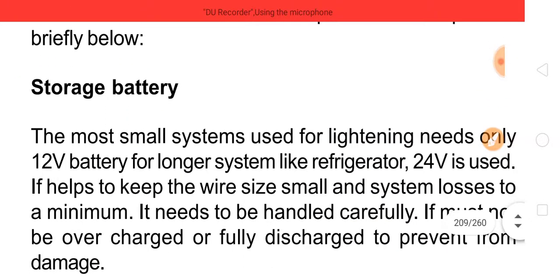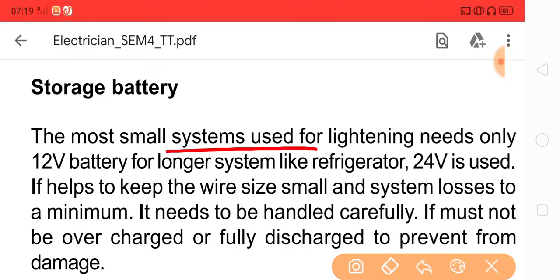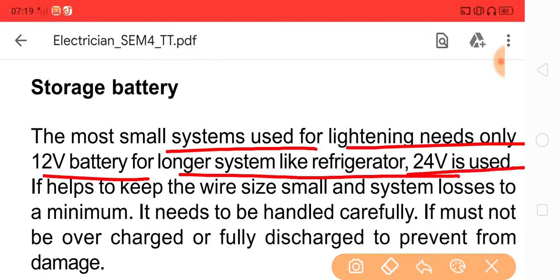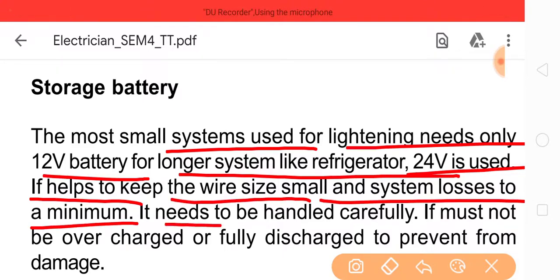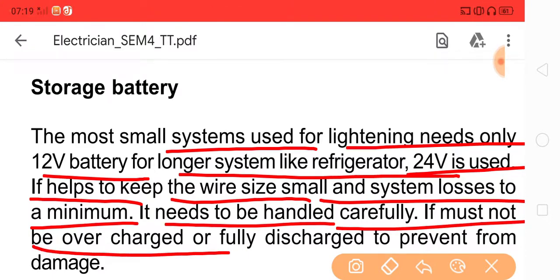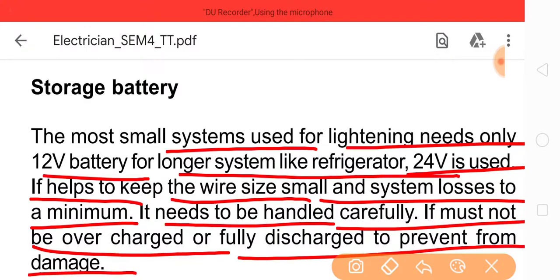Storage battery. The most small systems used for lighting use only 12 volts. For larger systems like a refrigerator, 12 or 24 volts is used, as they help to keep the wire size small and system losses to a minimum. It needs to be handled carefully. It must not be overcharged or fully discharged, to prevent damage.